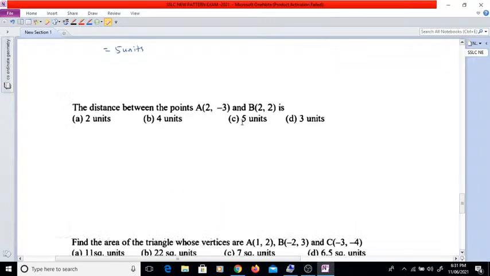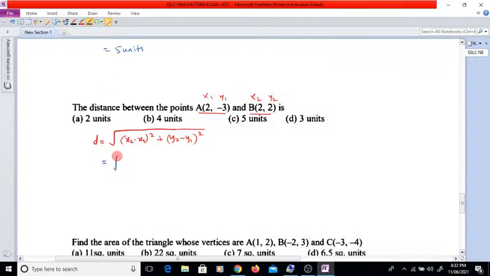And the last one, the distance between the points A 2 comma minus 3 and B 2 comma 2. So we can use the formula D equals square root of x2 minus x1 whole square plus y2 minus y1 whole square. This is the formula to find the distance between any two points. This is x1 and this is y1, this is x2 and this is y2. So now we will substitute the values here.